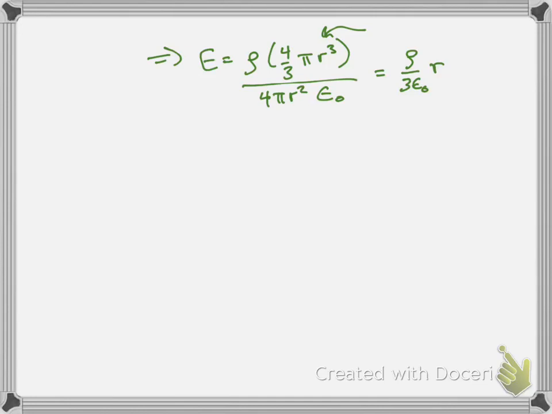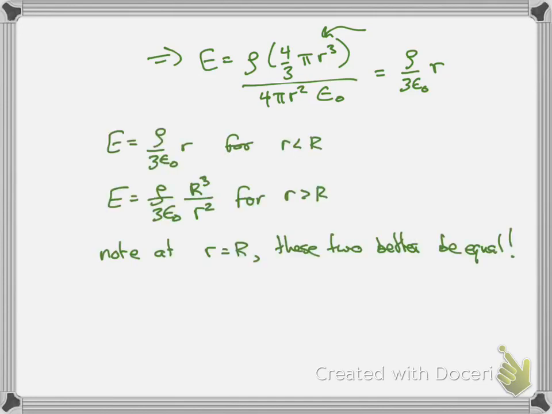So let's put it all together, just rewriting what we found. For inside the insulating sphere, the electric field goes as r. For outside the insulating sphere, it goes as 1 over r squared. Big R is a constant, remember. Little r is the variable. And note that at little r equals big R, these two better be equal. You should be able to plug in little r and see that these two are equal to each other when little r equals big R, right at the surface. It better be continuous.